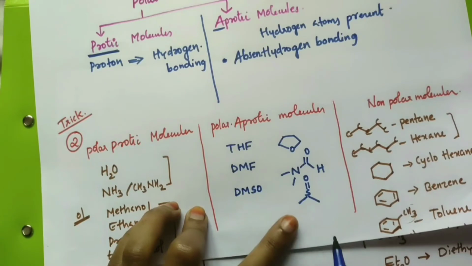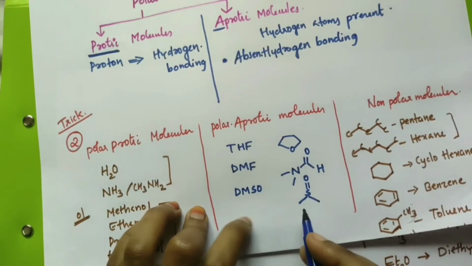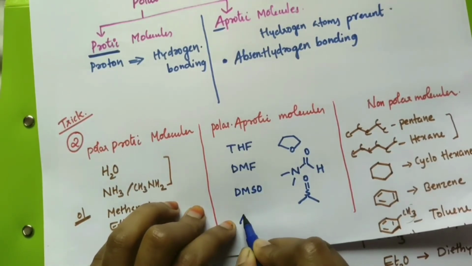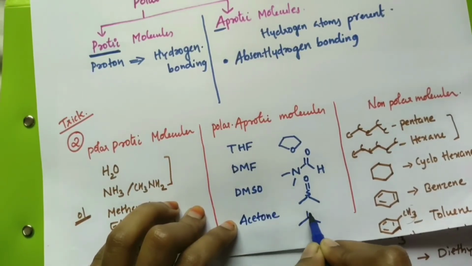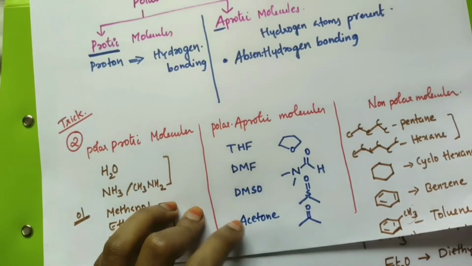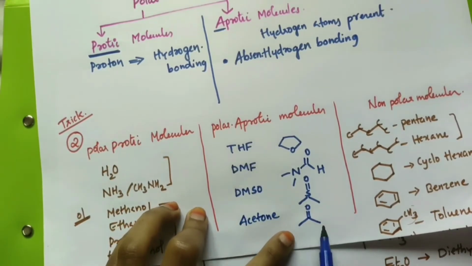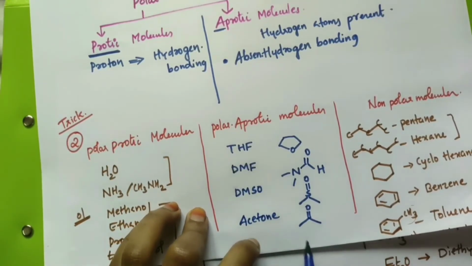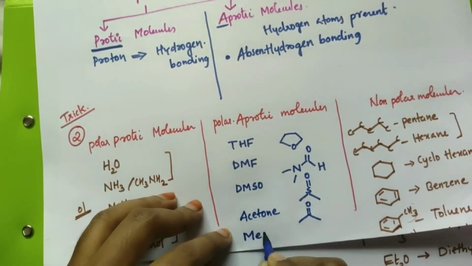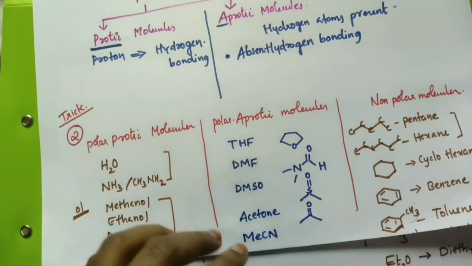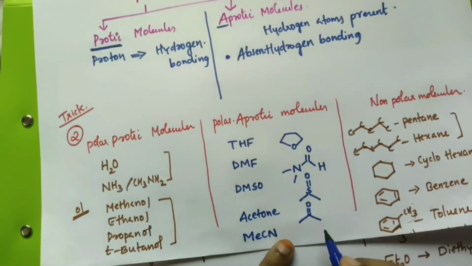Dimethyl sulfoxide. If you got this, then remember acetone, which is simply oxygen double bonded to carbon, and the carbon is attached to methyl groups. Acetone. Then you have to remember MeCN, which is acetonitrile.